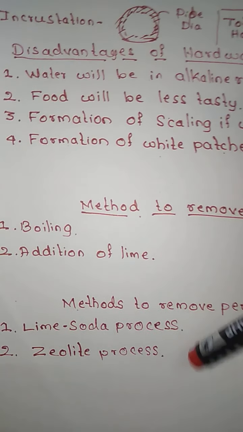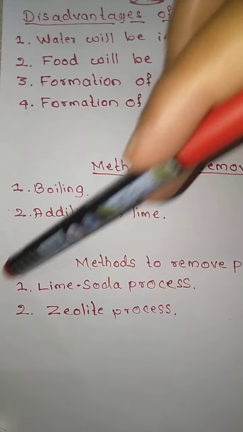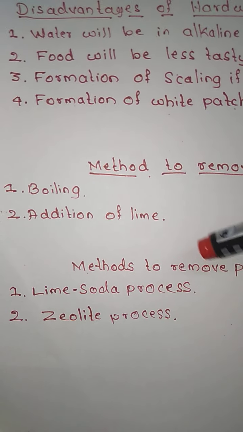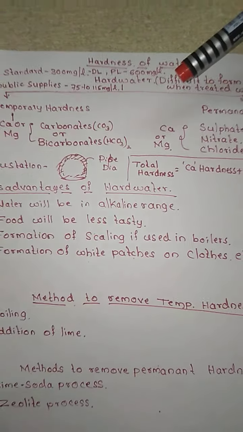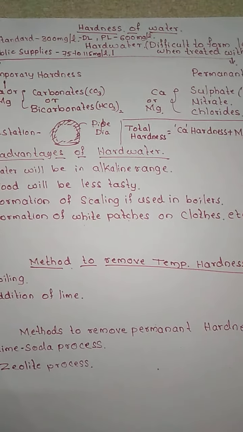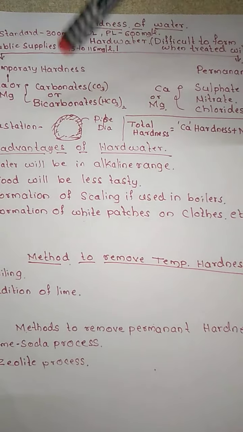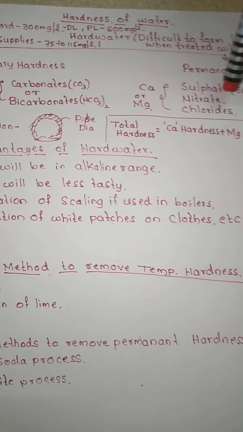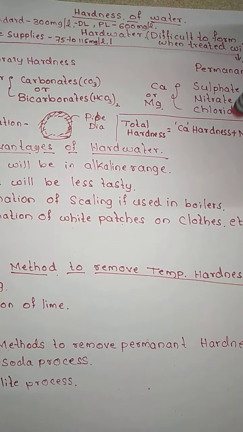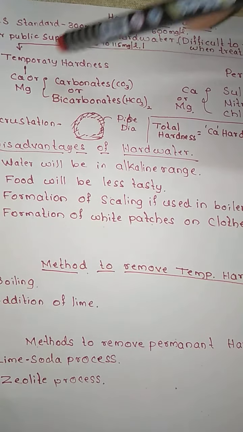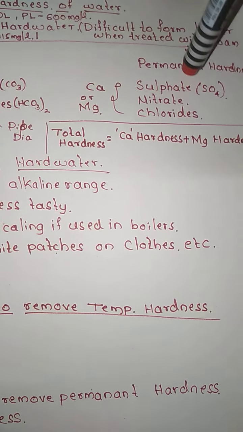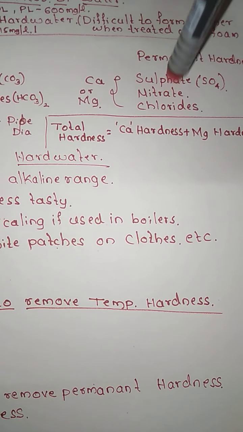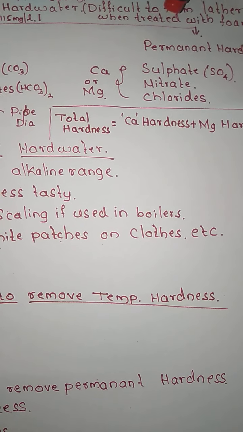So we are concentrating our study on these two aspects, but before going to these, we should know what hardness is. I think you know what hardness is now. Hard water is nothing but calcium and magnesium associated with carbonate, bicarbonate, sulfate, nitrate and chloride. Temporary hardness: calcium and magnesium associated with carbonates and bicarbonates. Permanent hardness: calcium and magnesium associated with sulfate, nitrate and chloride will induce the permanent hardness in water.